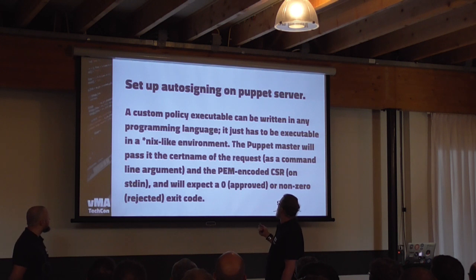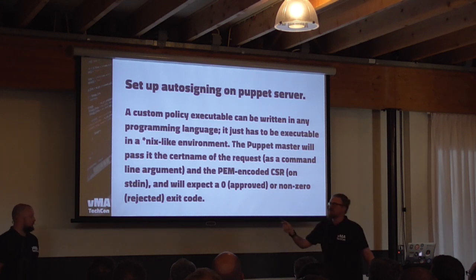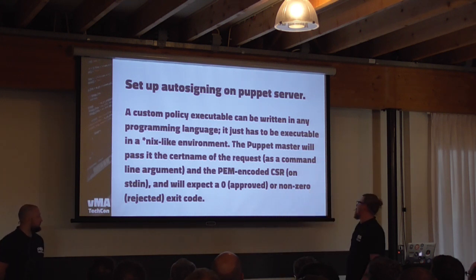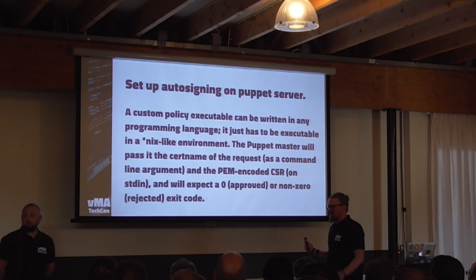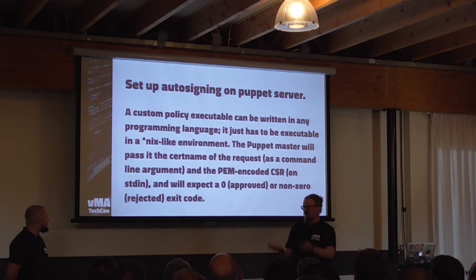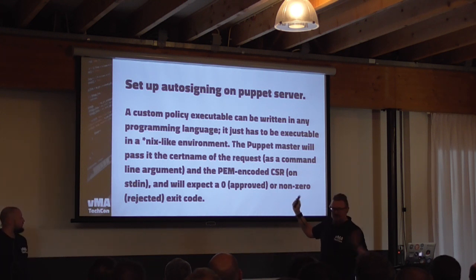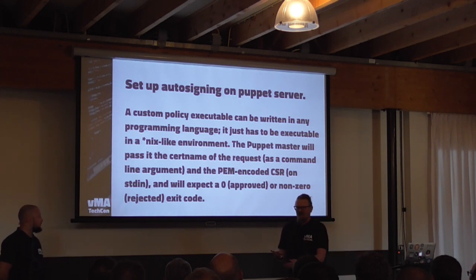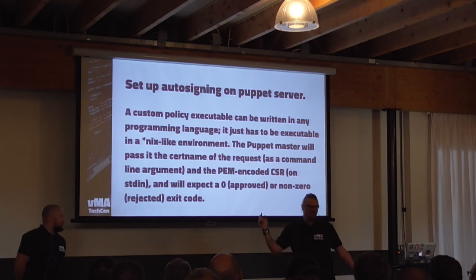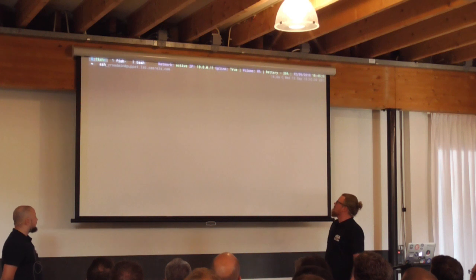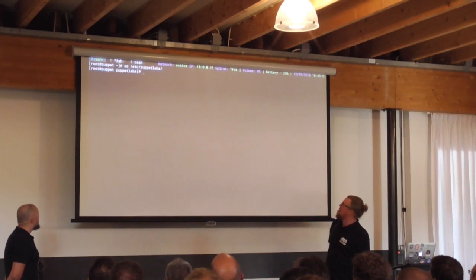So now we need to set up autosigning on the Puppet server. I copied this straight from the Puppet Enterprise website. I don't need you to read this or anything, but I just wanted to give you an idea. Basically, what it boils down to is it can be any programming language or executable you want. It's just going to be triggered as soon as a Puppet node signs up. It's going to execute this script or executable, feed it the certificate through piping, and then go like, okay, if you exit cleanly, if you exit with a 0 code, I'm going to be okay with it. I'm going to sign it.